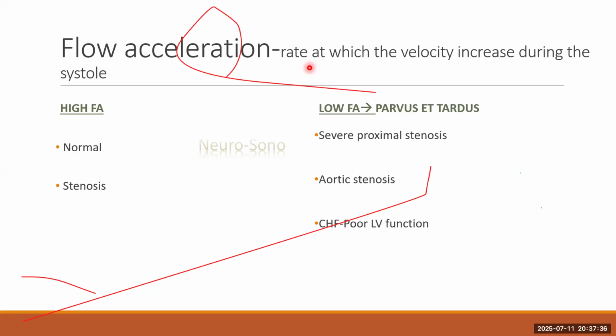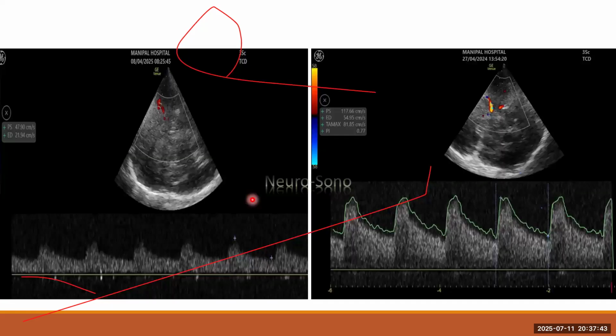So two things which you need to remember are the velocity variations and the flow acceleration variations. This is again to represent what the normal flow acceleration looks like. The image on the right depicts a normal flow acceleration, normal velocities, and a normal waveform with a robust diastole.